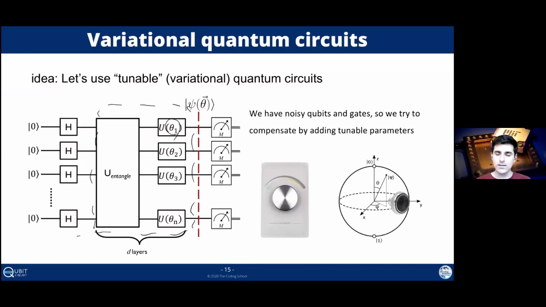So we try to compensate for the fact that there's noise in the system and that we can't have too many of these gates or qubits, by adding tunable parameters that hopefully we can learn through this repetitive process, finding the optimal parameters by combining our classical computer with our quantum computer. One way of thinking about it is that for each of these tunable unitaries, you essentially have a knob on your Bloch sphere.